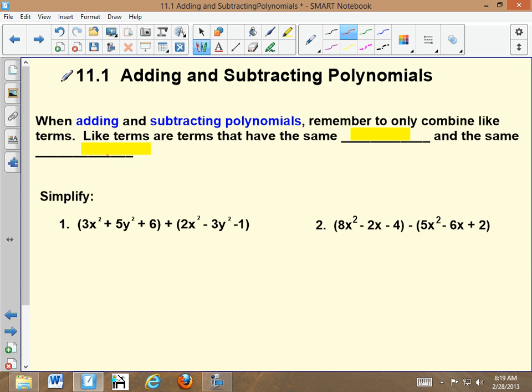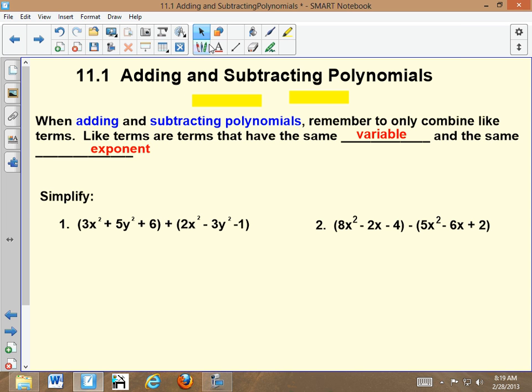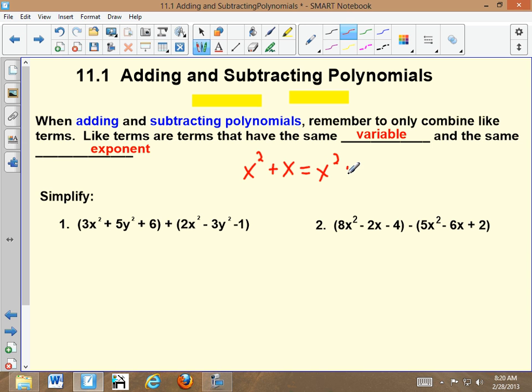All right. So today we're going to talk about adding and subtracting polynomials. Remember to only combine the like terms. Like terms are terms that have the same variable or letter raised to the same exponent or power. So x squared plus x equals x squared plus x, because you cannot add x squared and x together. They are the same letter, but they are not raised to the same power. So if they're not raised to the same power, you cannot combine them. And how you combine them is you add the numbers in front, you keep the letters the same.